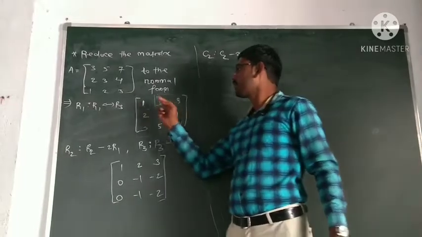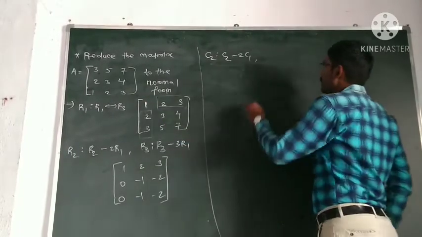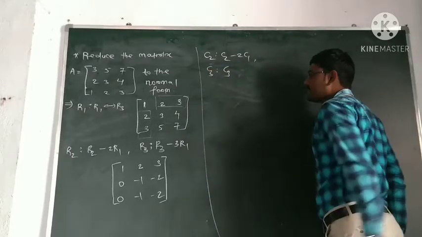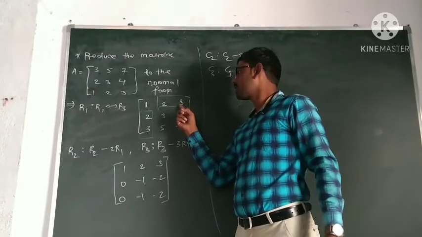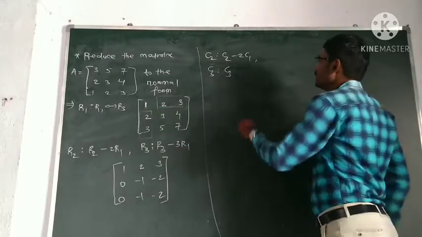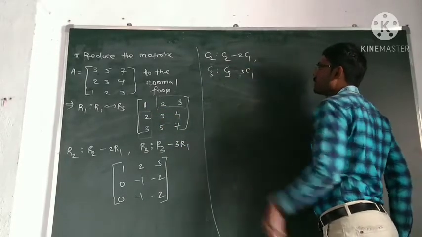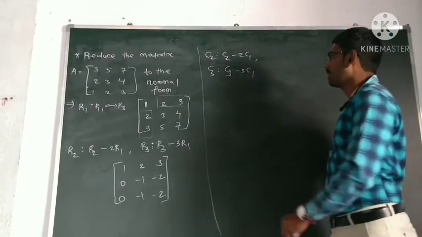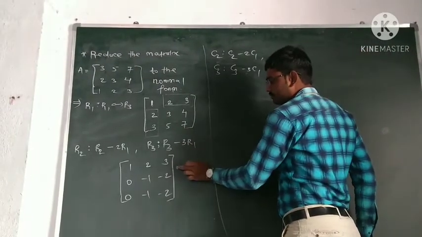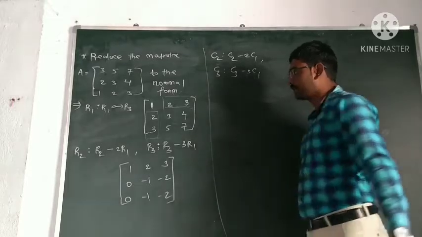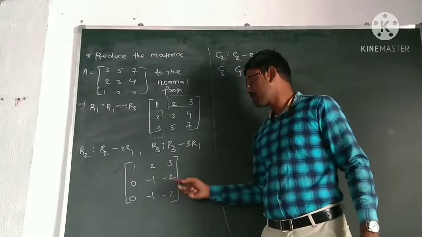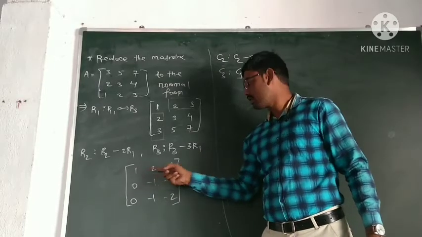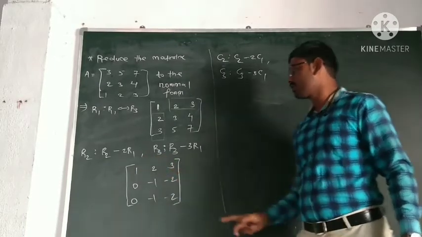Similarly, here is 3 and here is 1. So column C3 changes: we have to make this 0, so 3 minus 3 times 1. So C3 minus 3 times C1. We will apply these two operations on this matrix, not on that matrix. We want 2 and 3 to become 0: 2 minus 2 times 1 is 0, and 3 minus 3 times 1 is 0.